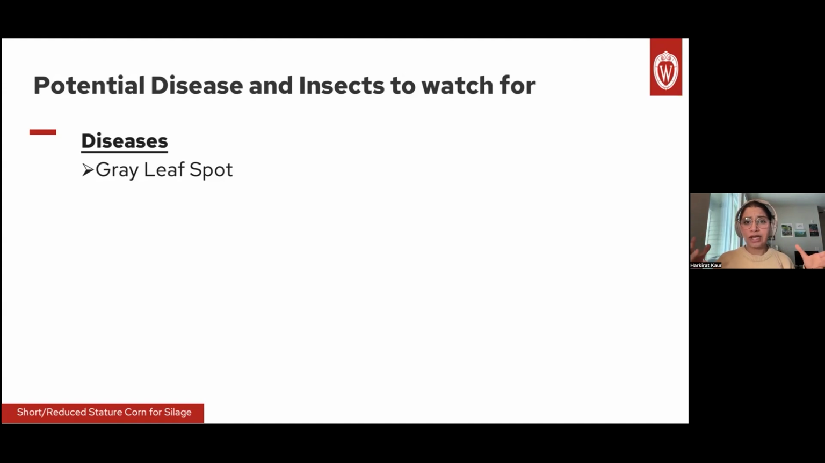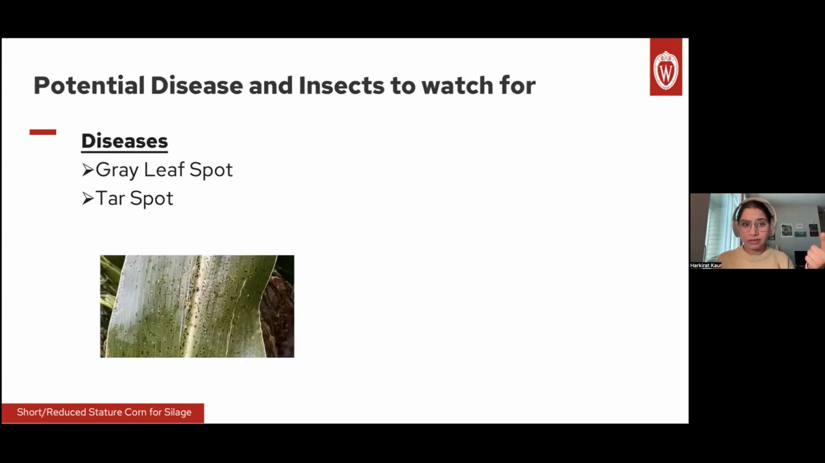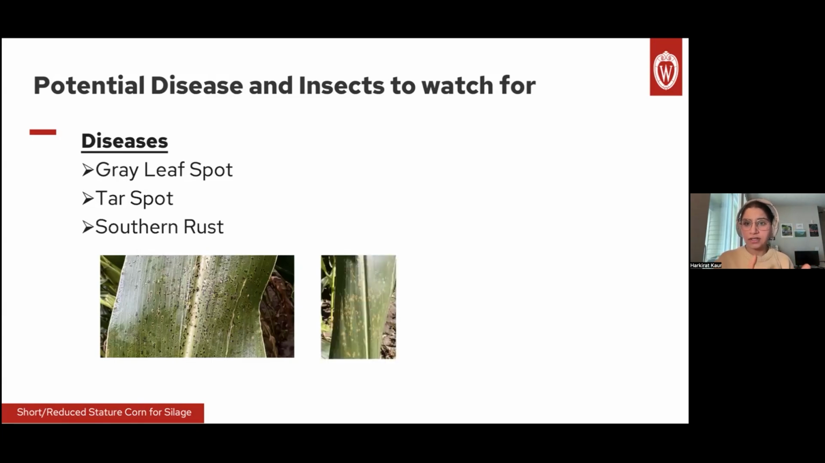That's because short corn may lead us to go for higher populations if it is performing better in higher populations, but then we would have issues like gray leaf spot, and also tar spot going forward. The third point I would like to highlight is southern rust, which is not a great deal in taller corn but is expected to be in shorter corn, because the plant architecture is different, so the airflow is quite limited, which may provide a breeding ground for a pathogen like southern rust.